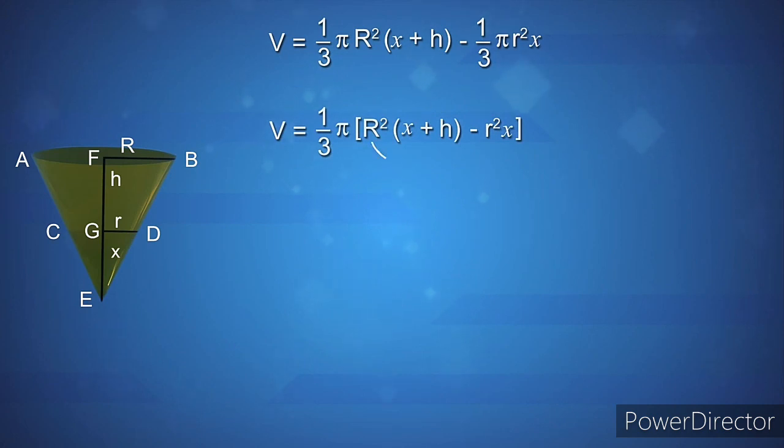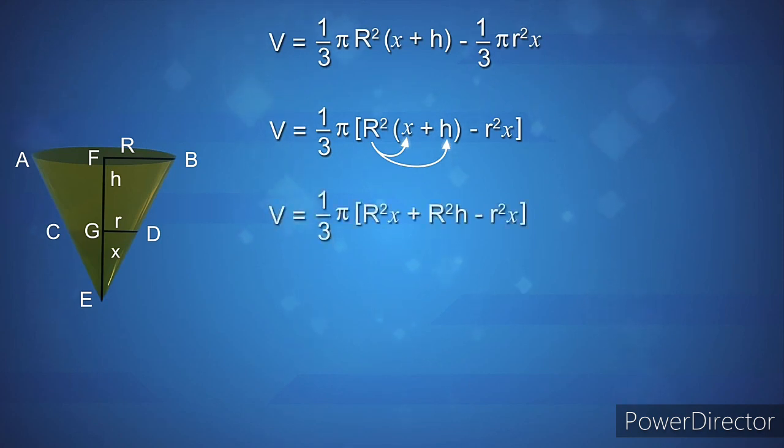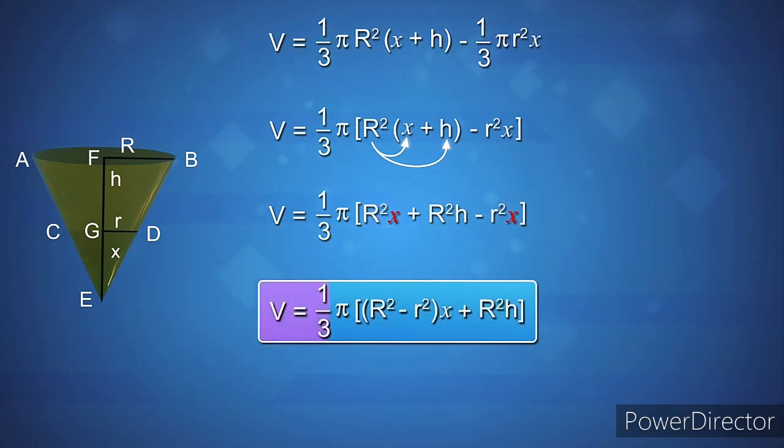Now multiply capital R square with x plus h. So we get V is equal to 1 by 3 pi into capital R square x plus capital R square h minus small r square x. Now x is common to capital R square x and small r square x terms. So we get V is equal to 1 by 3 pi into capital R square minus small r square into x plus capital R square h. Let this be the equation 1.